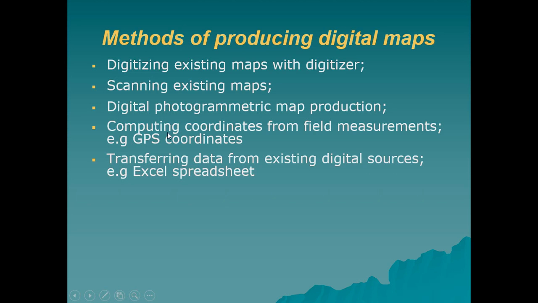Digital data, sorry, can also be captured from computing coordinates from field measurements, such as if you go out into the field with your handheld GPS equipment or your phone, as the case may be. Also, data can come to us in the form of Excel spreadsheets, where the data would be contained within the cells of a spreadsheet, and that can then be converted into map data. For example, you can input GPS coordinates in that spreadsheet and automatically convert that to point features in your ArcGIS.